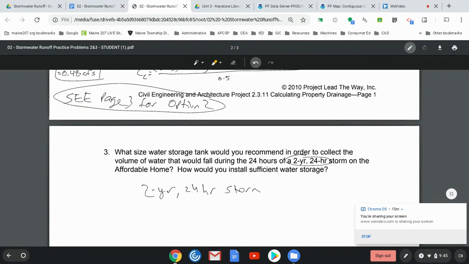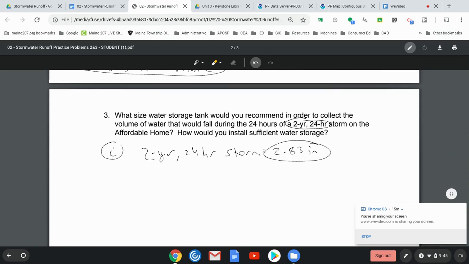The 2-year, 24-hour storm is equal to 2.83 inches. So that's not really the I value, that's the amount of water we're looking for. So we're looking at 2.83 inches falling over our entire half an acre. So you need to calculate the volume of water for 2.83 inches over 1/2 acre.